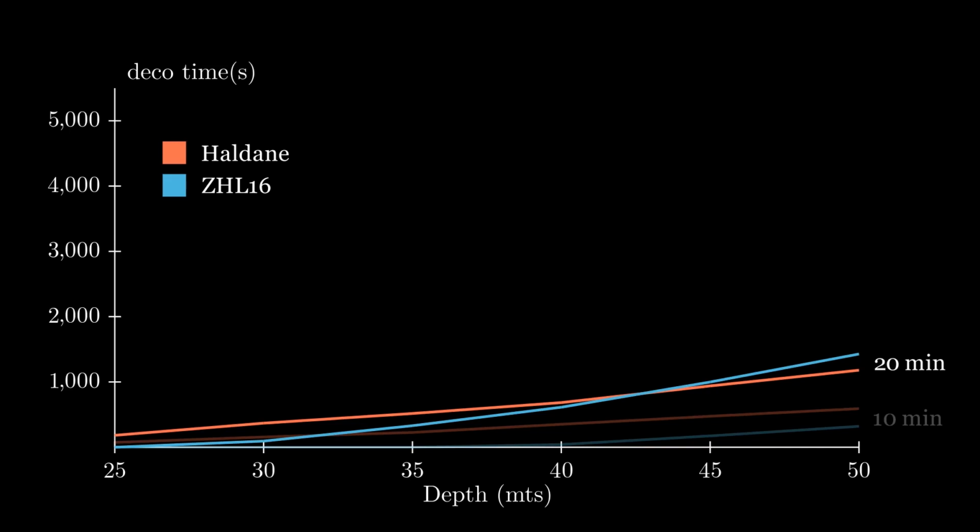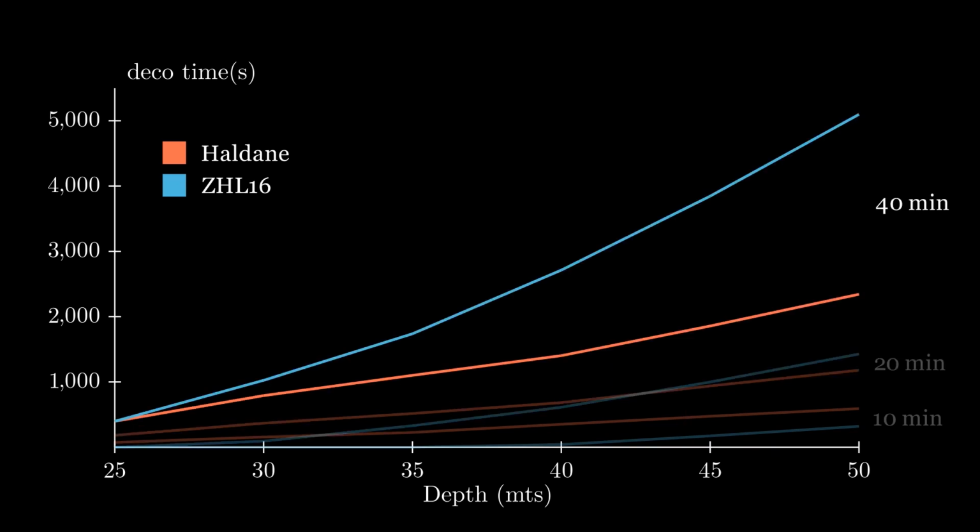For a 20 minutes bottom time, Haldane is more conservative than ZHL only for dives shallower than about 43 meters. We can see that the effects of slower tissues start to kick in. Finally, for a 40 minutes dive, where the slow tissues start to dominate the decompression time, ZHL is always more conservative than Haldane. That's it for today.